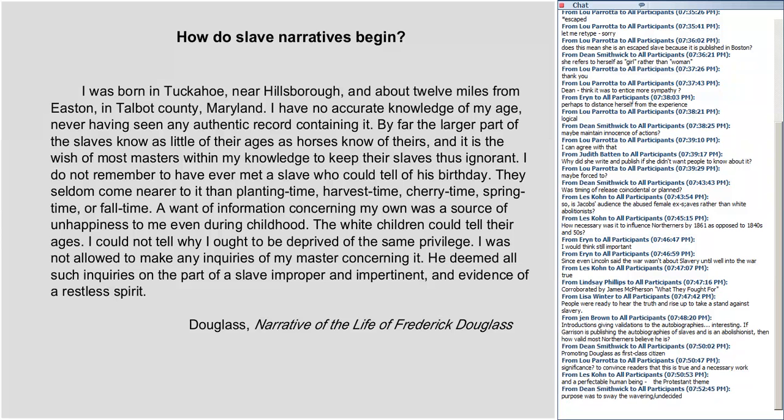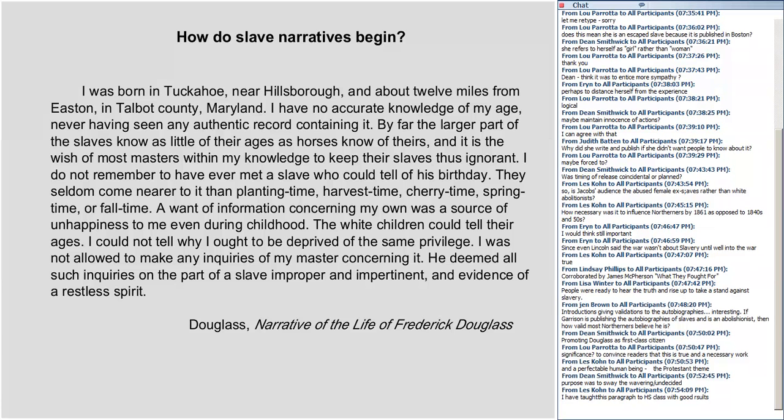And then he says, quite remarkably, I have no accurate knowledge of my age, never having seen any authentic record containing it. So right from the beginning, in an autobiography, he's telling you, I don't know something that almost any autobiographer would know, and that is when I was born and how old I am. In other words, he doesn't know his own birthday. And there is evidence that Douglass spent his entire lifetime trying to triangulate to the place where he could actually tell how old he was. So he says that he doesn't have this information, and then the paragraph goes on from there to explain what the effect of that was on him.